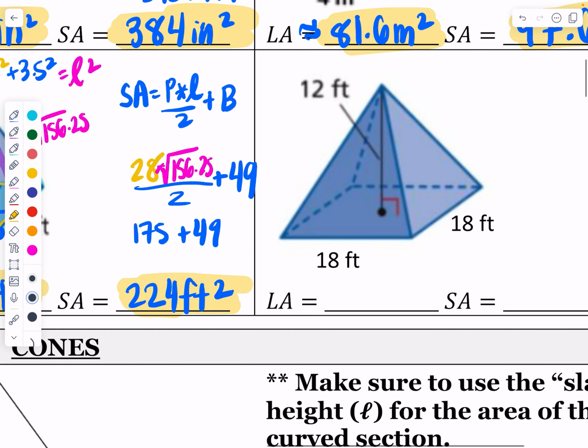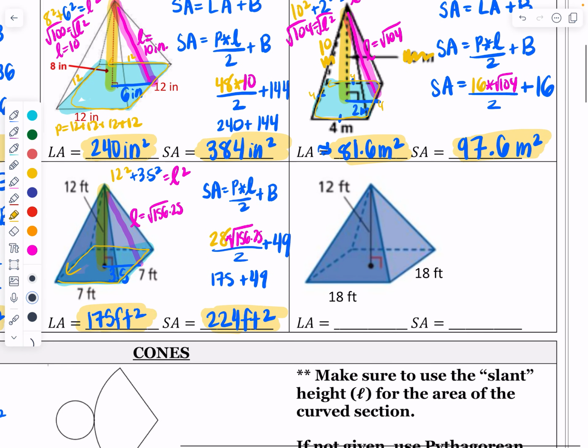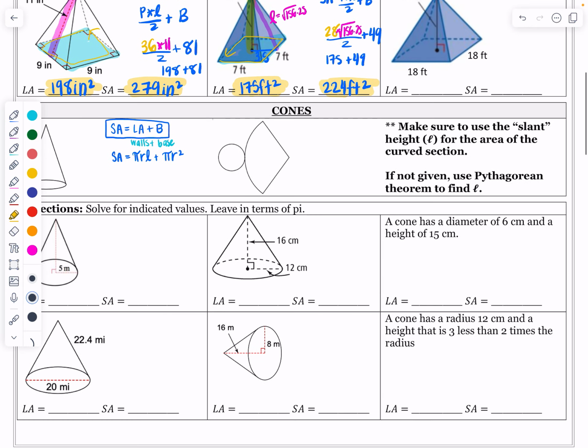All right. The next problem is just like the last few we did, so for the purposes of time, I'm going to skip that one, and I can work that with y'all later if you would like to see that one again. So let's move on to cones.